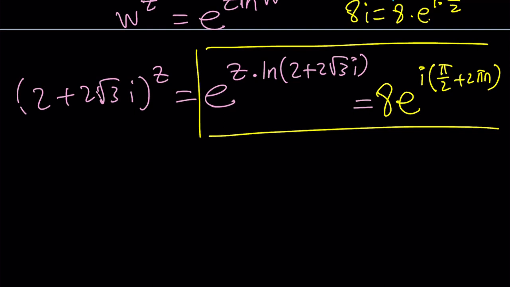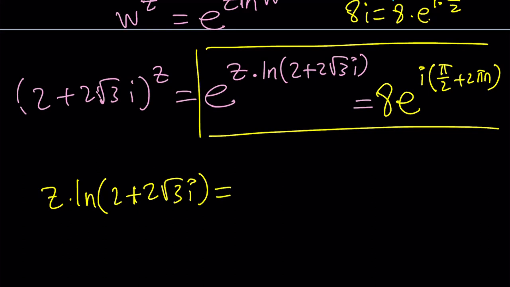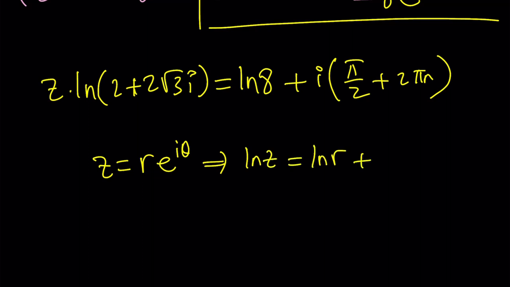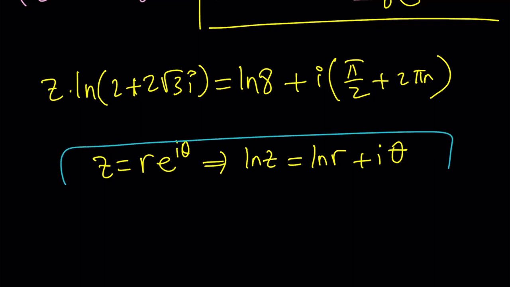From here, after we natural log both sides, we get z times ln(2 + 2√3 i), and that will be equal to the ln of this product, which is ln 8 plus i times (π/2 + 2πn). Let me write down what I used. If z = r e^(iθ), then ln z would be ln r plus iθ. That's basically how you can write the complex logarithm of a complex number.